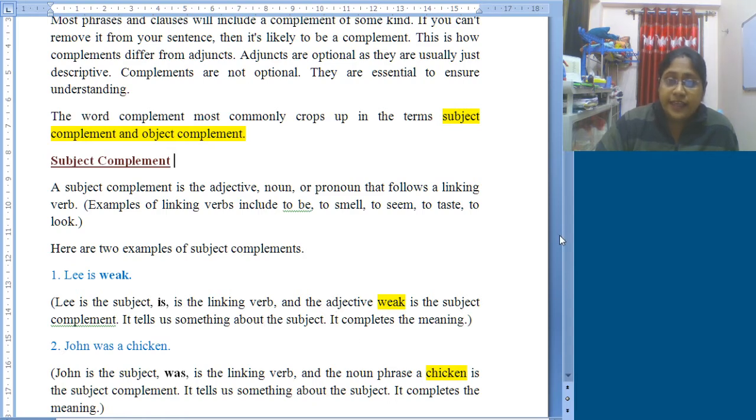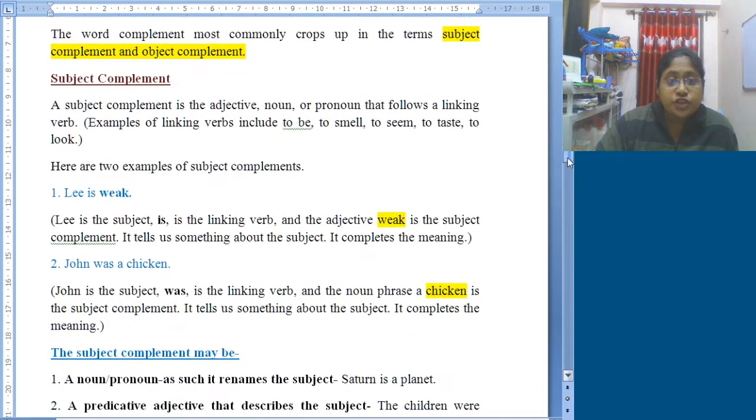If you follow the next example, John was a chicken. Again, John is the subject and was is the linking verb, and the noun phrase chicken serves the subject John. It makes the sense of the sentence complete. Here it tells us something about the subject, so obviously it is the complement.